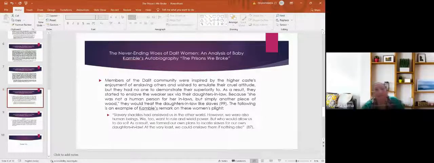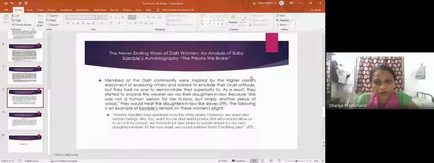Yes, please. Members of the Dalit community were inspired by the higher caste enjoyment of enslaving others and wished to emulate their cruel attitude, but they had no one to demonstrate their superiority. As a result, they started to enslave the weaker sex via their daughter-in-law, because she was not a human person for her in-laws but simply another piece of wood. They would treat the daughter-in-laws like slaves. The following is an example of Campbell's remark on these women's plight.